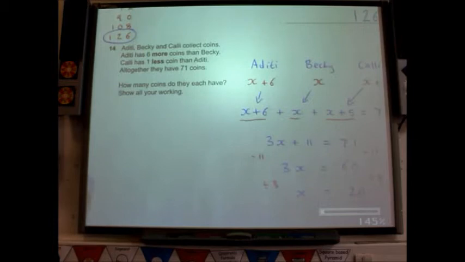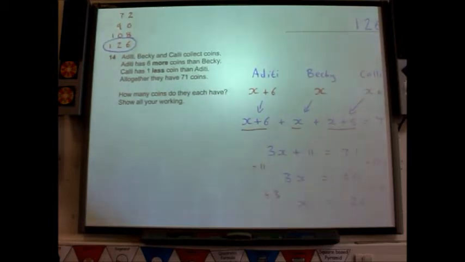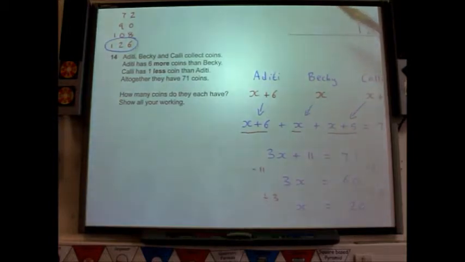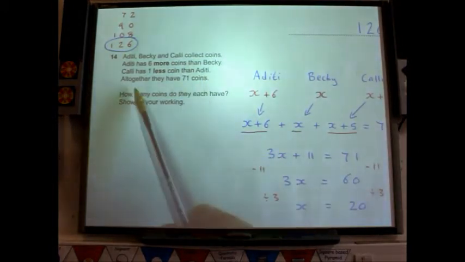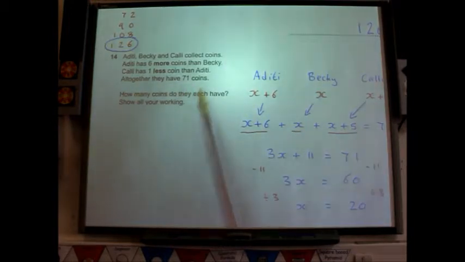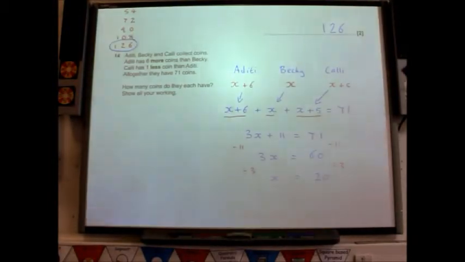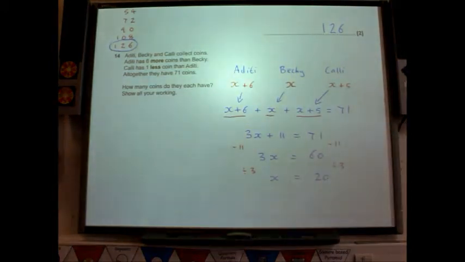Next one. I'll just zoom in on the question. This is a bit of a fiddly one. Aditi, Becky and Callie collect coins. Aditi has 6 more coins than Becky. Callie has 1 less coin than Aditi, and altogether they have 71 coins. How many coins do they each have? Show your workings. You can have a bit of a play around with the numbers here if you've got time at the end and try, not an educated guess, but a bit of trial and error. But it's 5 marks, and this is the way I would do it.